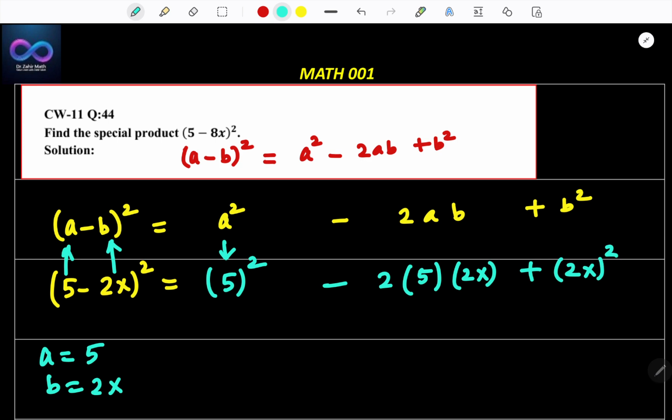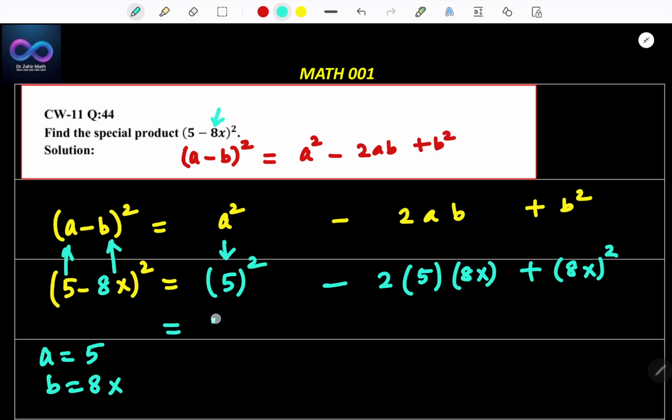Oh, sorry, I made a mistake. It is 8x, right? I've written it as 2x. Okay, one minute. It is not 2x, it is 8x. And here is also 8x. Here is also 8x. So b is 8x. Sorry, I didn't see this 8 clearly. Right, (5 − 8x) the whole square. So 5² − 2 times 5 times 8x plus (8x) the whole square.